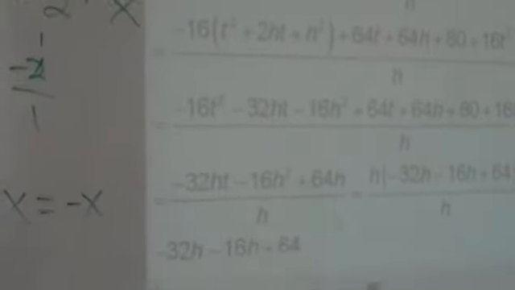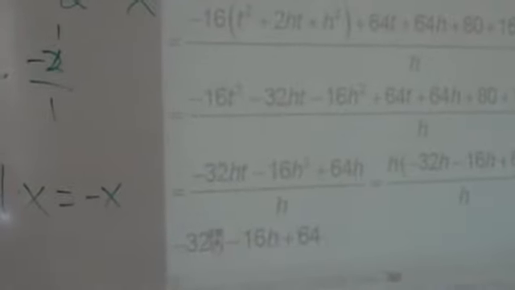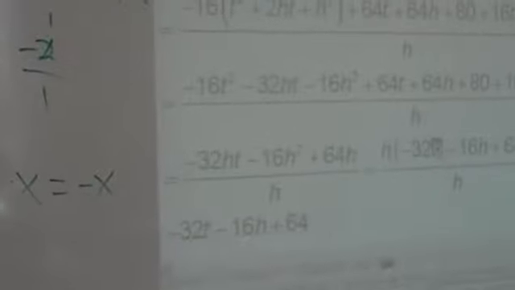T is fine. Oh, wait. This is a mistake right here. That should be a T in those two. Excellent, I caught that. Oh, yeah. This should be minus 32T, and this should be minus 32T.